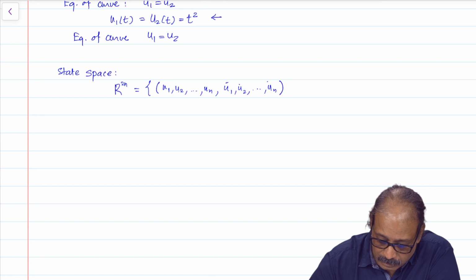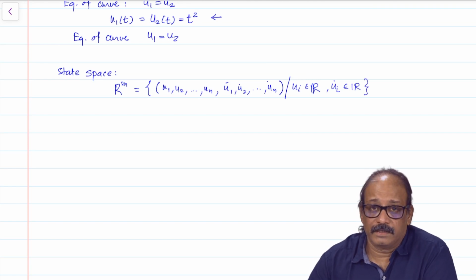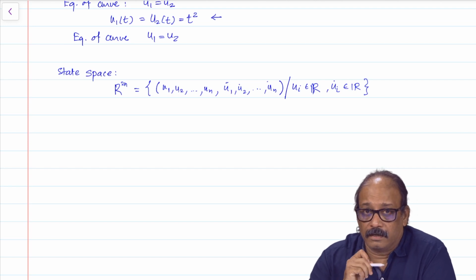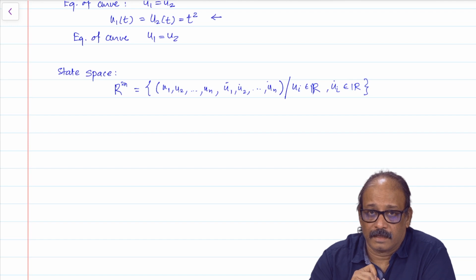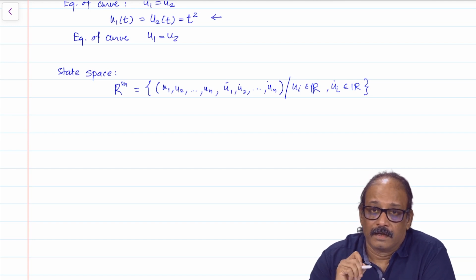Okay. So, all such ui's and ui dot. So, this 2n dimensional space is called the state space. Look, a curve in state space actually gives you a motion.